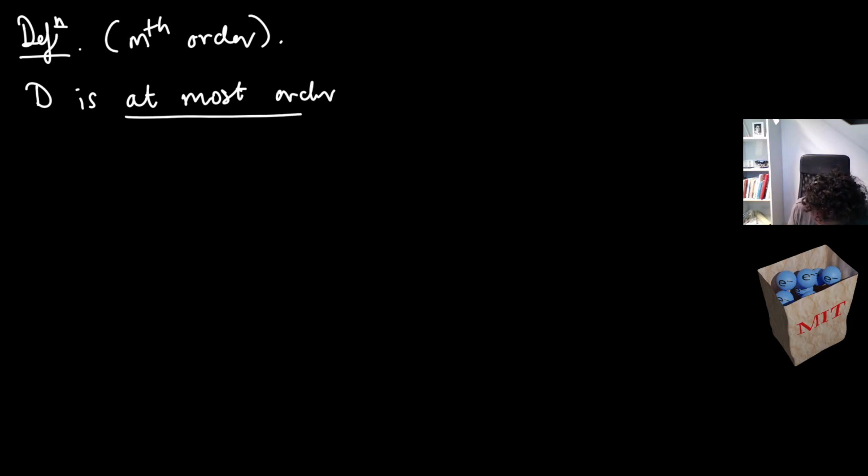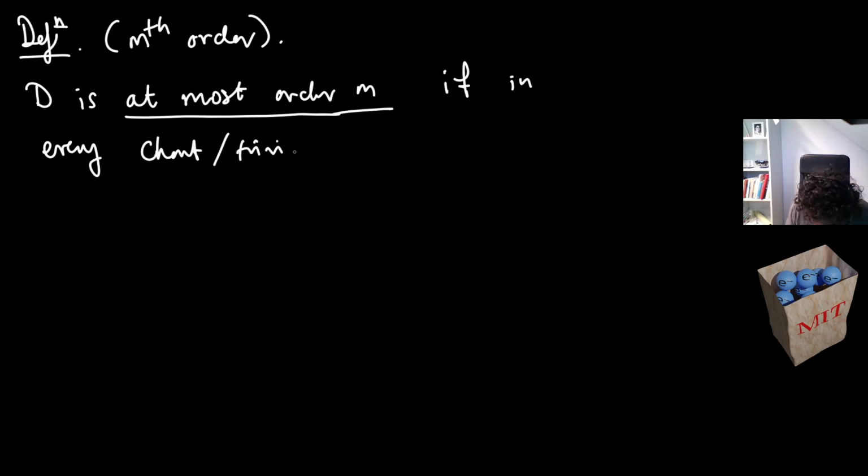Okay, so D is at most order M if in every chart trivialization. So whenever I'm typically talking about charts and trivialization, it just means that I've taken the charts and the trivializations to match up to each other. Okay?